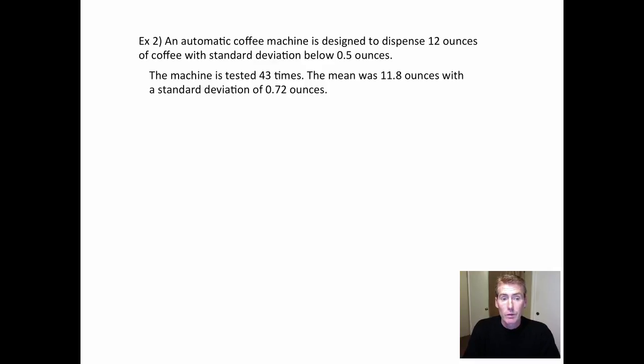So then this machine, one particular machine, was tested 43 times. The mean was pretty good, pretty close to 12 ounces, but the standard deviation is a little bit too big. But is this big enough that you should say, you know what, this thing is starting to get out of control, we need to pay to send a technician out there to fix it? So has it gone far enough beyond the 0.5 ounces or not?